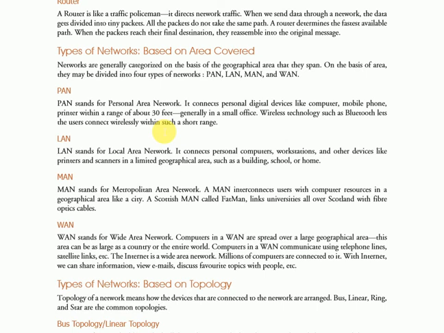Next, LAN. LAN stands for local area network. It connects personal computers, workstations and other devices like printers and scanners in a limited geographical area such as a building, school or home. Suppose that we have 30 computers in our school. If we want to connect all of the computers to each other, then we will assemble a local area network. After that we can share data and communicate between these computers. That is called local area network.